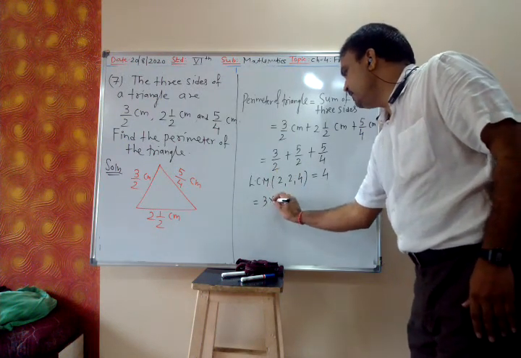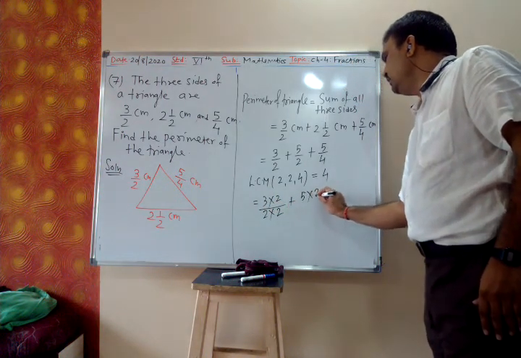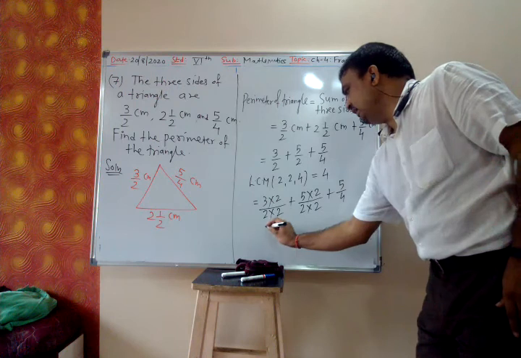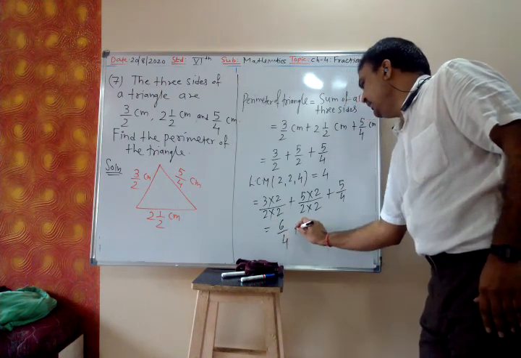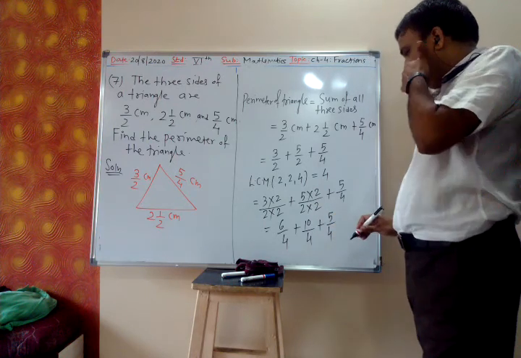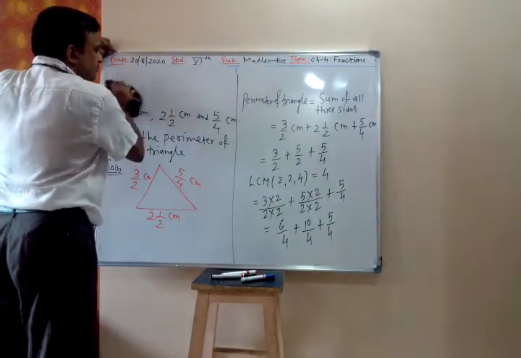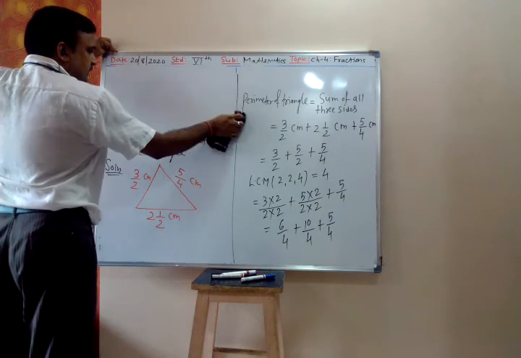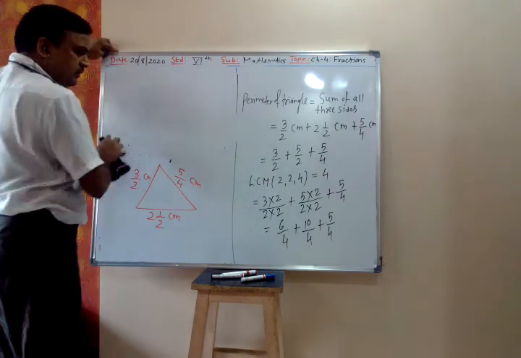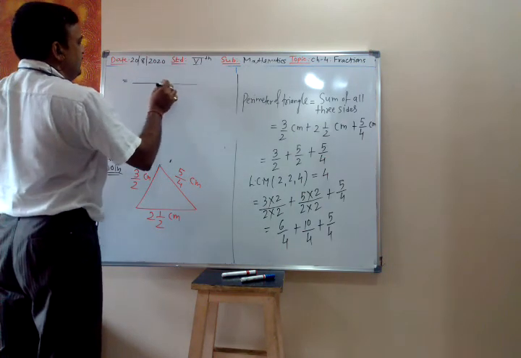So 3 into 2 upon 2 into 2 plus 5 into 2 upon 2 into 2. That is 6 upon 4 plus 10 upon 4 plus 5 upon 4. Now we add the numbers. Now they have been converted into like fractions. So I will take 4 common.